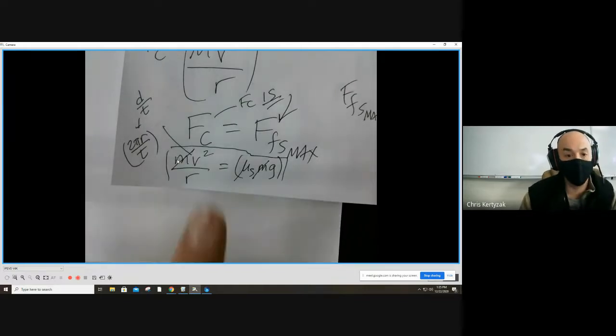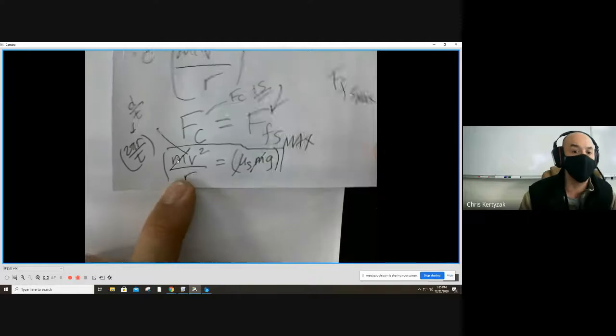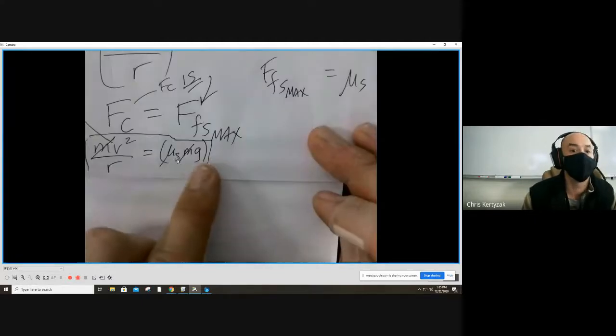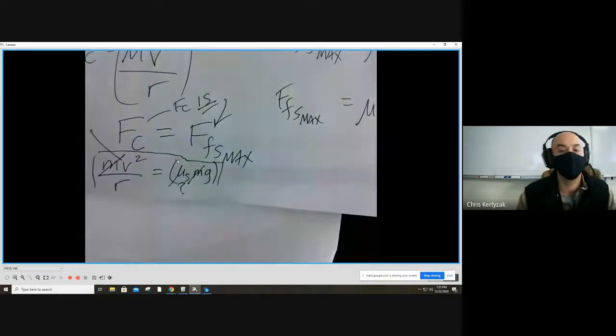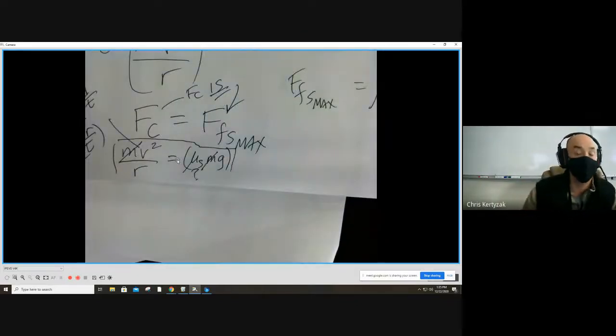That gives you a measurement for V. You just square it. R is measured with the meter stick. You know what G is. The only unknown becomes the coefficient of static friction. That's the question. That's the only prompt they provide.